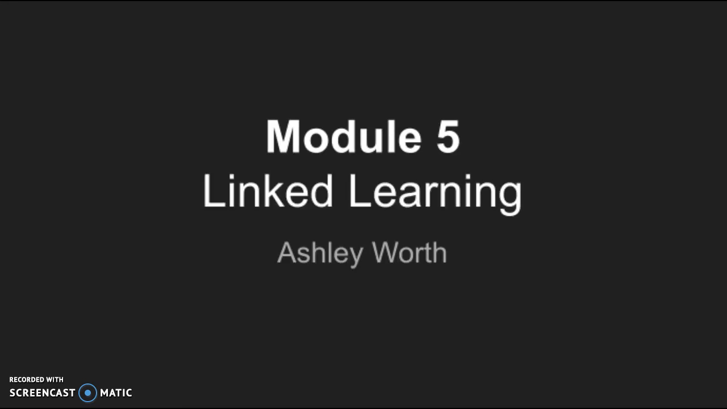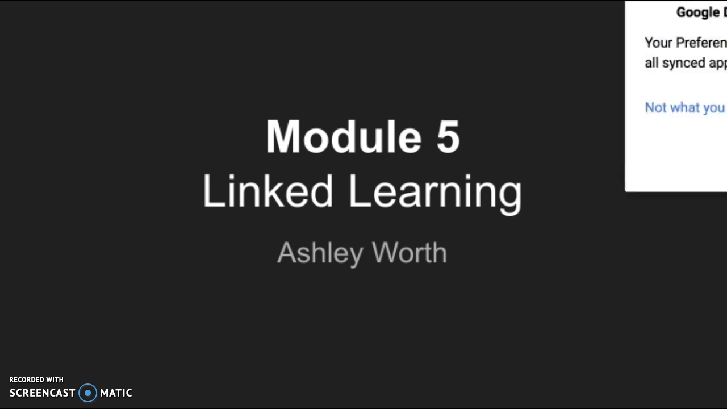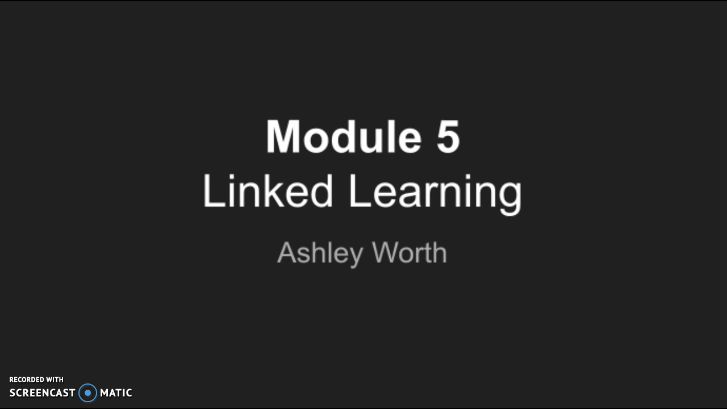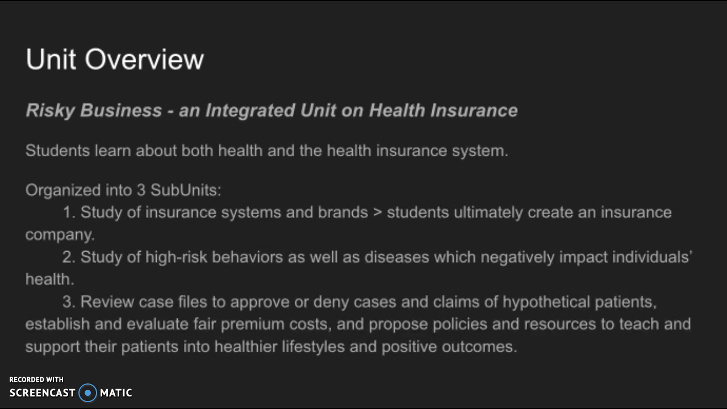So this is the Module 5 linked learning assignment where we are tasked with evaluating a unit plan that has been provided. For the purpose of this assignment, I chose to take a look at a unit called Risky Business, which is a unit on health insurance. While a lot of this was perhaps more science-based with support from math, there were some good English components, and I also felt like I was able to consider other English components that could be added as well, so that was why I chose this one.